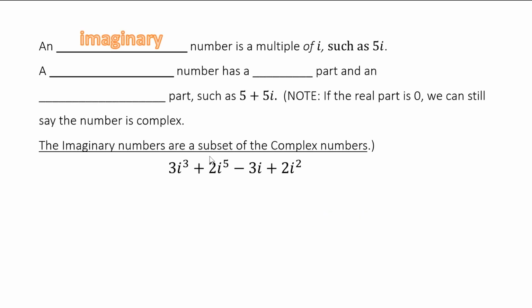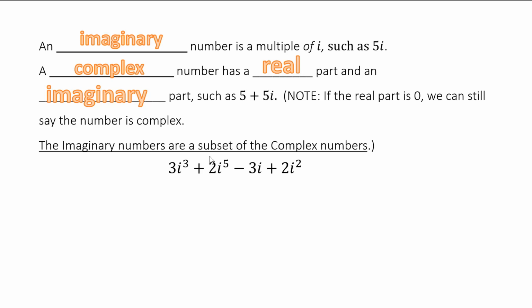An imaginary number is a multiple of i, such as 5i. Okay, so that's an imaginary number. A complex number has a real part and an imaginary part. So a number like 5 plus 5i is called a complex number. It's not called an imaginary number. An imaginary number just has an imaginary part, so 5i. But a complex number has a real part, 5, and an imaginary part, 5i in this case. Note, if the real part is 0, we can still say the number's complex. So you can call 5i a complex number, but you can't call 5 plus 5i an imaginary number. You have to call it a complex number.